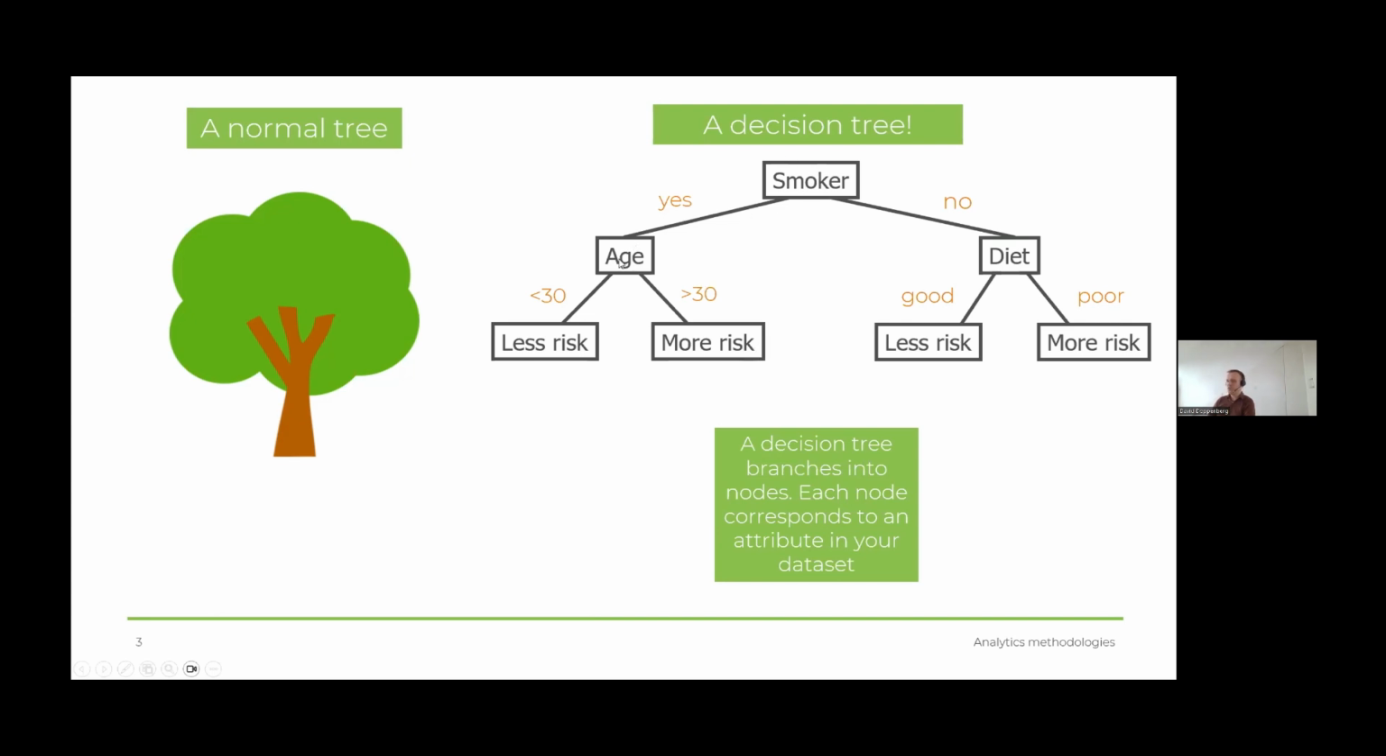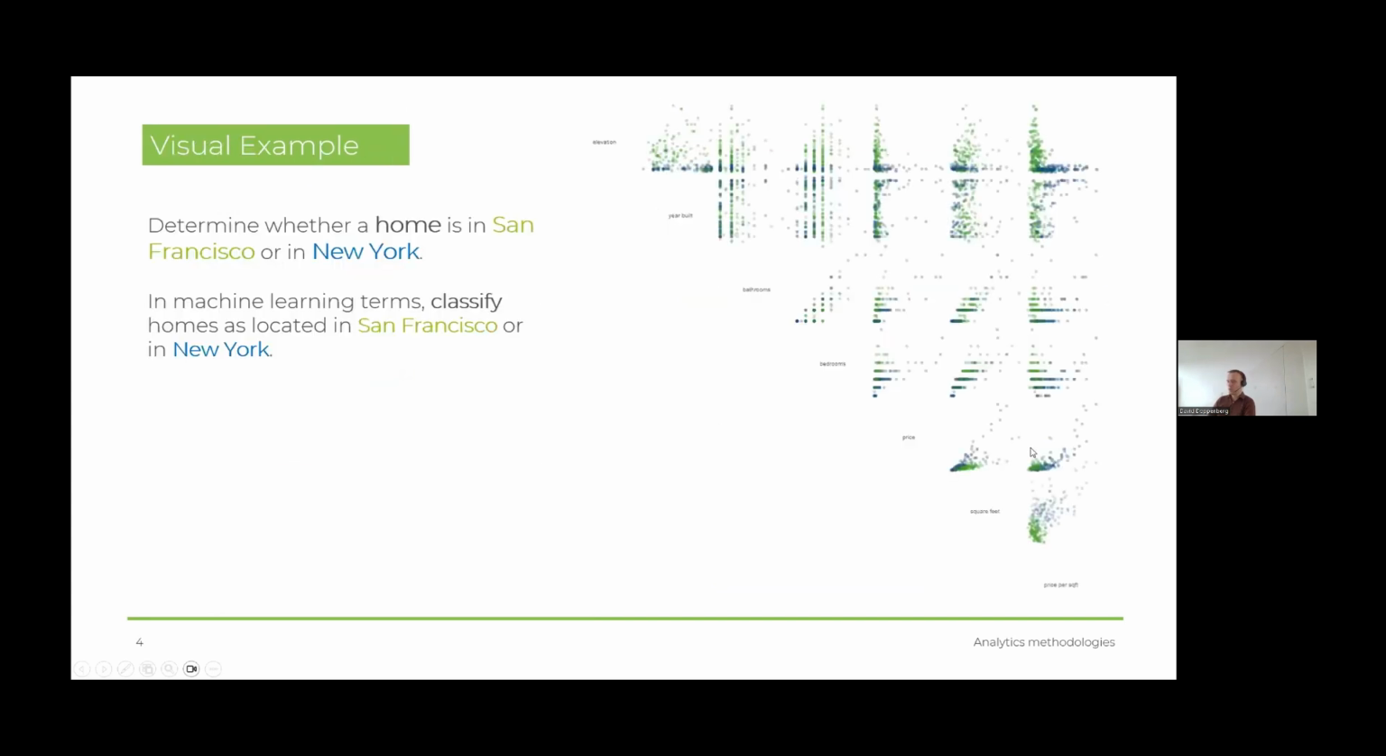These decision points, we call nodes. So smoker here is a node and age is a node. At each node, we need to make a split based on an attribute in your data set. The nodes at the end of a branch are called leaves. At leaves, we don't make any additional splits. So let's show you how you can actually use a decision tree.